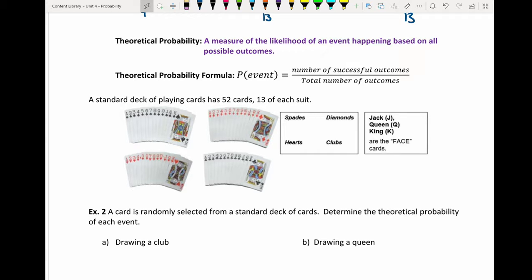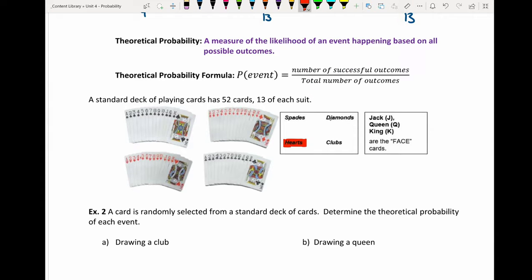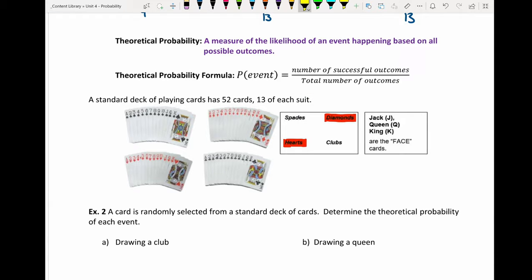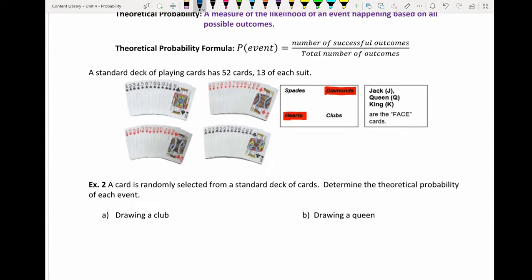Jack, queen, and king are termed face cards, because they have the faces on them, the actual characters. And just as a reference, there are different colors. The hearts and the diamonds are red, and the spades and the clubs are black. Again, just a helpful reminder if you're not familiar with a deck of cards.